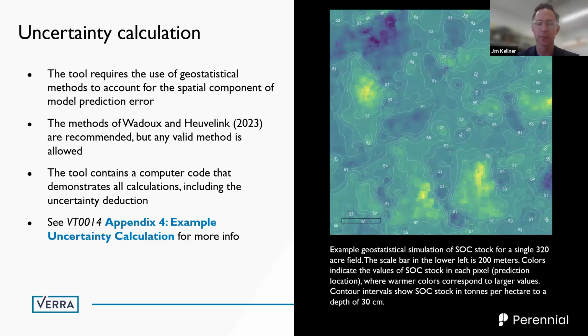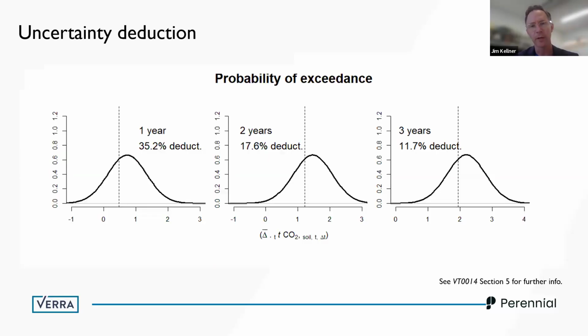I'll just say here that there's an appendix published with VT14, it's Appendix 4, that has a worked example, including computer code, that shows how to implement all of the calculations in the tool, including the geostatistical methods, and getting all the way to a simulated example of an uncertainty deduction under VM42. When you do that, it looks like this. You can go to the next slide, please. These are 3 examples of an uncertainty deduction calculated for a simulated carbon project.